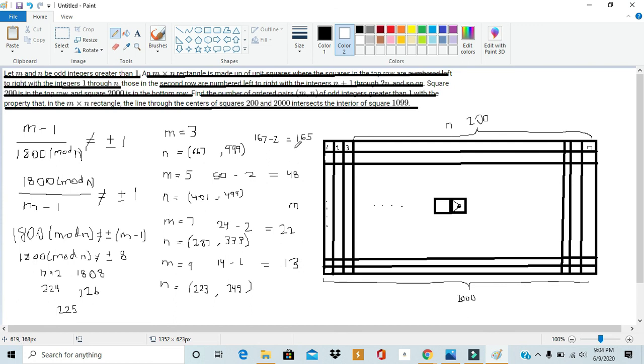Now we just need to add up all these terms: 165, 48, 22, and 13. Doing so gives us 248, which is our end answer. So just like that, we've solved number 12 from the AIME II of 2020.